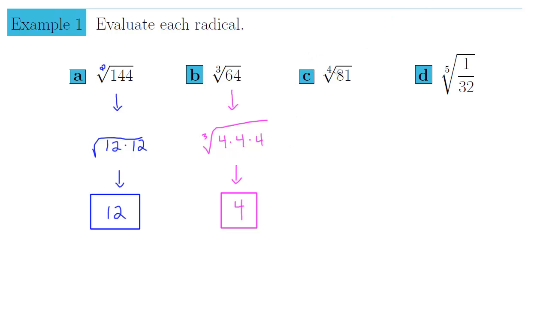In part C, we're looking for the fourth root of 81. So the fourth root means we're looking for a group of 4 identical factors sitting inside 81. It's not 0 times 0 times 0 times 0. It's not 1 times 1 times 1 times 1. It's not 2 times 2 times 2 times 2 because that's 16. But 81 is 3 times 3 times 3 times 3. So the fourth root of 81 is going to take these 4 identical factors and turn it into a single factor.